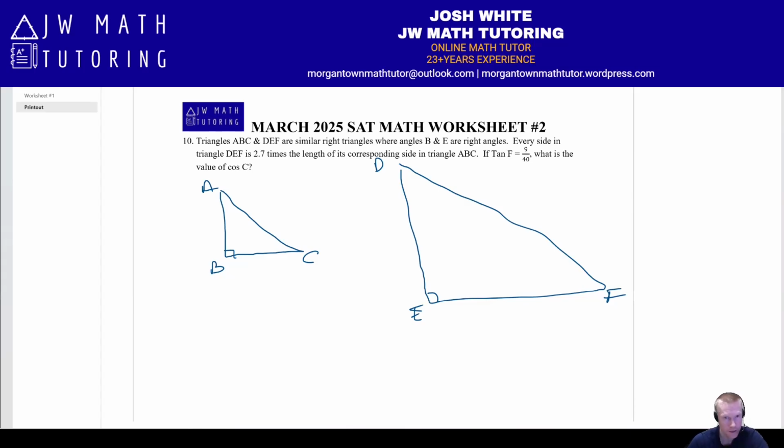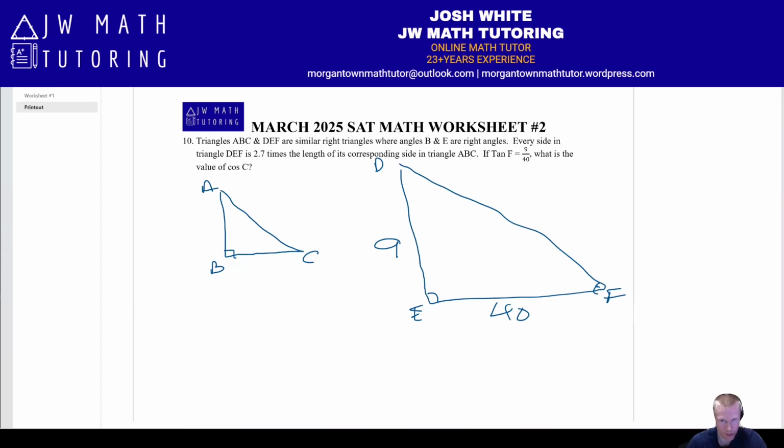That's given. Okay, every side in DEF is 2.7 times the corresponding side length in ABC. So tan F is 9 over 40. So that means you could say the opposite side here is 9. Here's angle F. And the adjacent side is 40 from SOHCAHTOA. Tangent is opposite over adjacent.